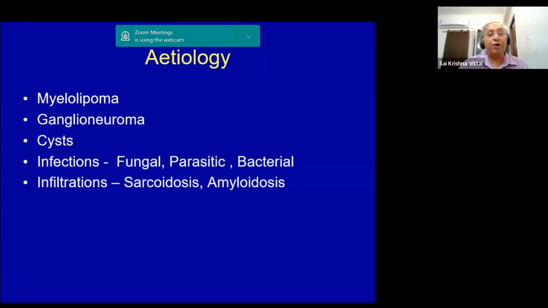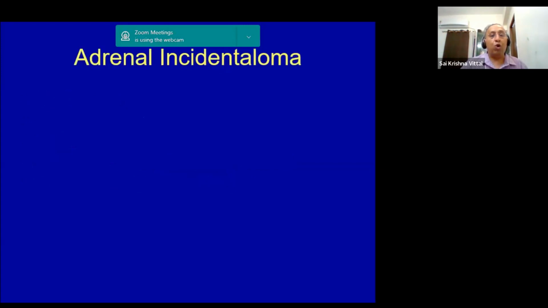When you think about infiltrations, two conditions should come to mind: sarcoidosis and amyloidosis. This is not the end of the shopping list. You have other rarer causes as well, but this broadly gives you the etiology of an adrenal incidentaloma. It is important to remember that 70 to 80% are non-functioning cortical adenomas.